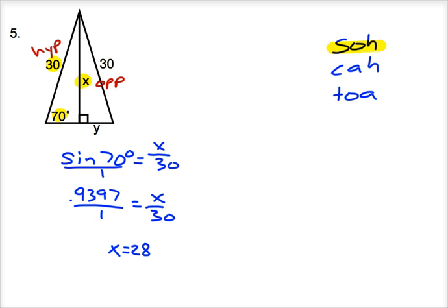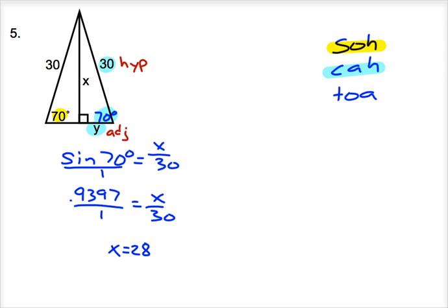Now I'm going to go back and figure out the y value. To figure out the y value, I noticed this is an isosceles triangle because two sides are 30. That gives me that this angle over here is really 70 degrees. So I'm going to use the 70-degree angle. I want to find y, and I'm going to use the 30. I know that y is the adjacent side, and 30 is still the hypotenuse. So if I'm looking at adjacent and hypotenuse, I'm going to use the cosine.